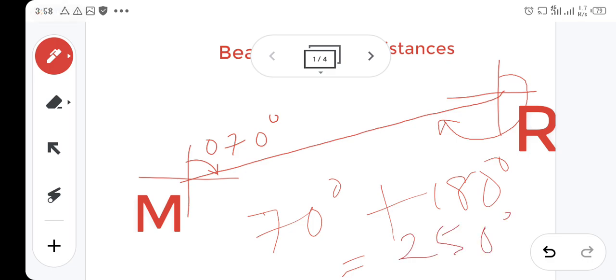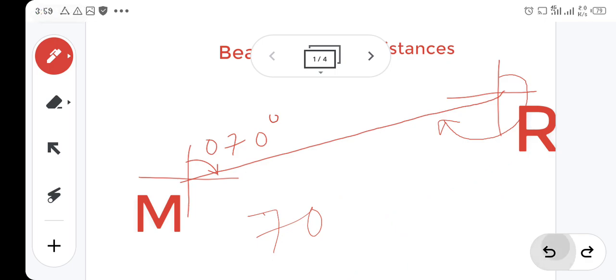Okay, remember I told you that when the given angle is lesser than 180 degrees, then the back bearing is equal to the given angle plus 180 degrees. All right. But when the given angle is greater than 180 degrees, then the back bearing will be the given angle minus 180 degrees.